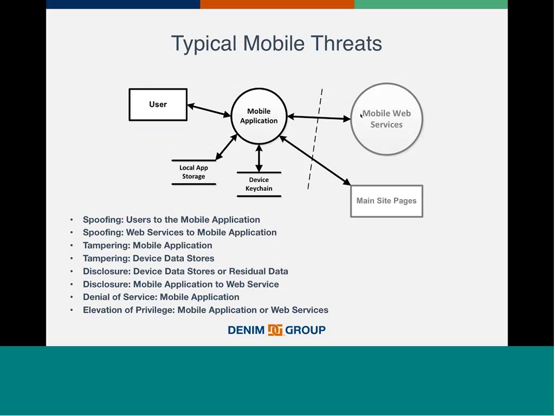And so you've got a number of different mobile threats. Users may try to spoof themselves to the mobile application, or to the web services. Folks may want to tamper with your mobile applications or tamper with data stored on the device. There's getting data off of the device in the case of a lost or stolen device, and information disclosure from the mobile application communicating with the web service over insecure channels. There's potential denial of service, ways to stop the mobile application from working, or getting either the mobile application or the web service to act at a higher level of permissions.